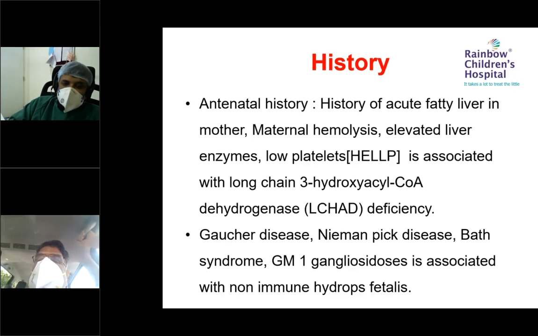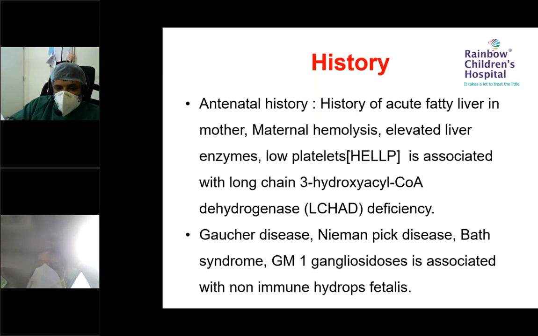Similarly, when there is non-immune hydrops fetalis in the pregnancy, one should always suspect Gaucher disease, Niemann-Pick disease, Barth syndrome, or GM1 gangliosidosis.